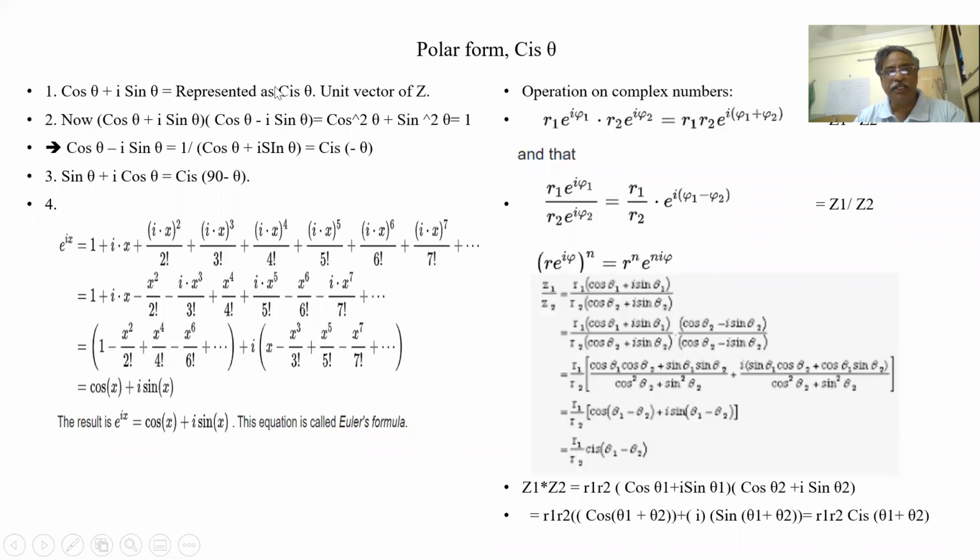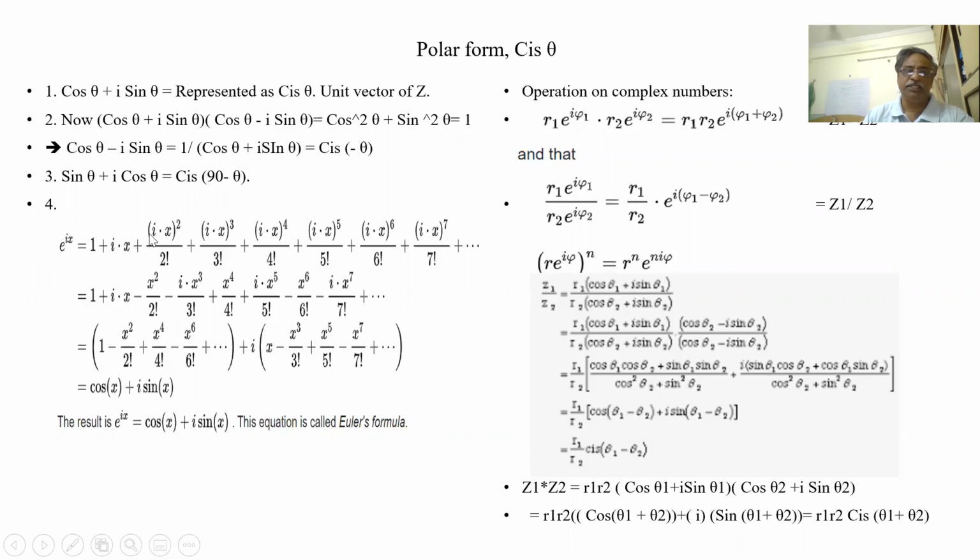Now let us understand in terms of e to the power of x. E to the power of x is defined as 1 plus x plus x square by 2 factorial, x cubed by 3 factorial. This was learned in the exponential series. So in case of x, if I put ix, it is power of ix.